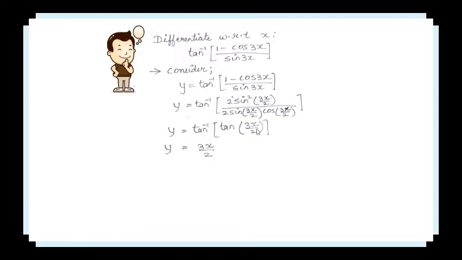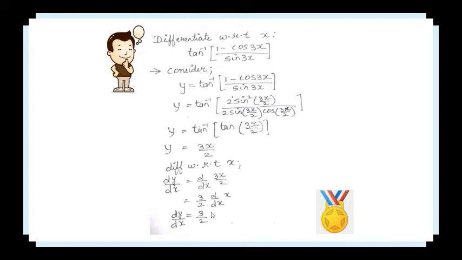Tan 3x by 2. And you all know tan inverse of tan theta will be theta only, so y equal to 3x by 2. Now we will be differentiating. So dy by dx equal to d/dx of 3x by 2. As 3 by 2 is constant, so I can take it out, and derivative of x will be 1. So derivative will be 3 by 2. So this will be the answer.